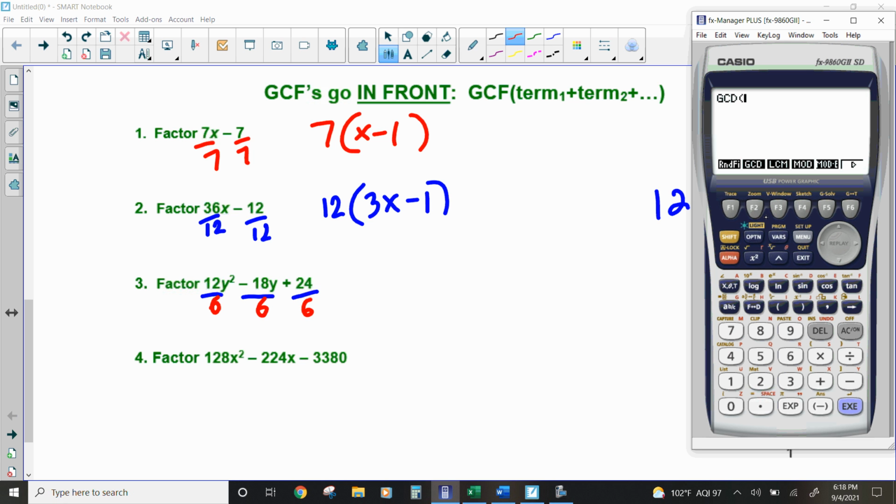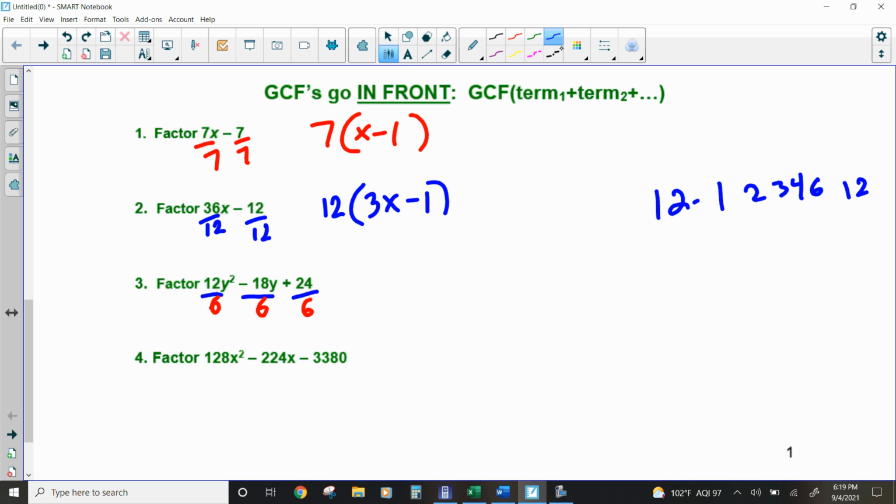So if we hit that, we would enter in 12, and then we use the comma button. It's right above the delete button. And then we're going to put in the 18. And then we put another comma, and then we put in a 24. If I close my parentheses and hit execute, it tells me that the greatest common factor is 6, which we already found. So that's just another way you could do it.